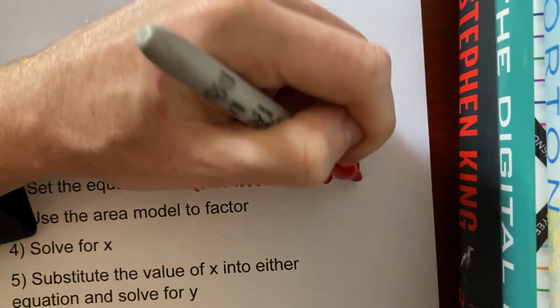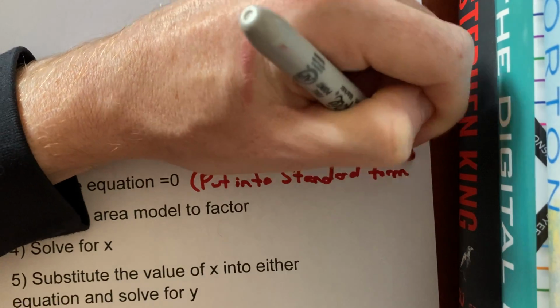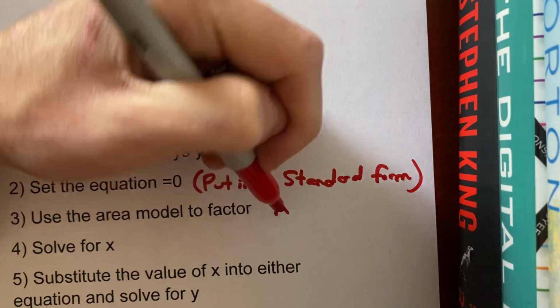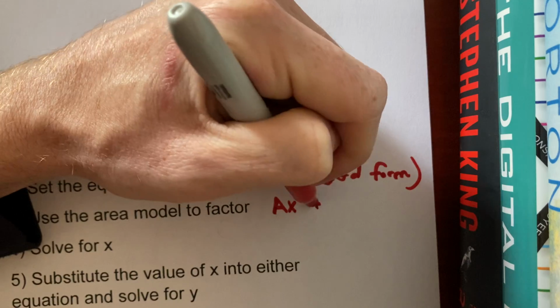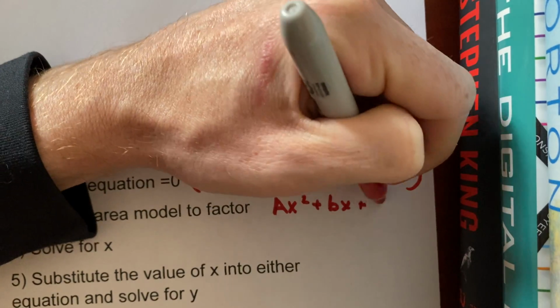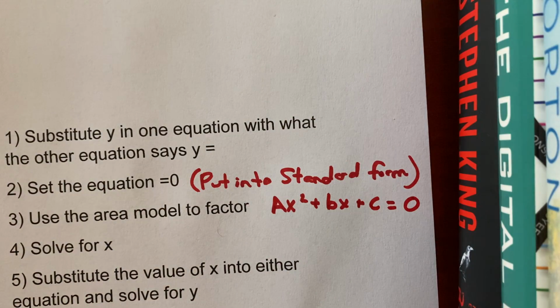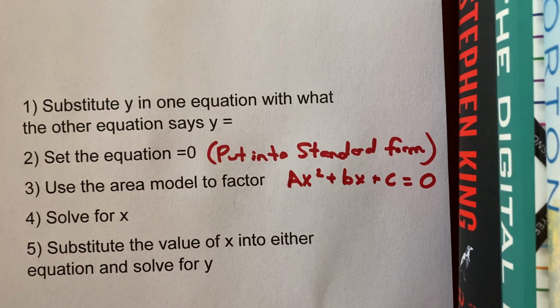Put into standard form, which we know is ax squared plus bx plus c equals 0. That's just a fancy way of saying getting everything on one side of the equal sign. And then we're going to solve for x.